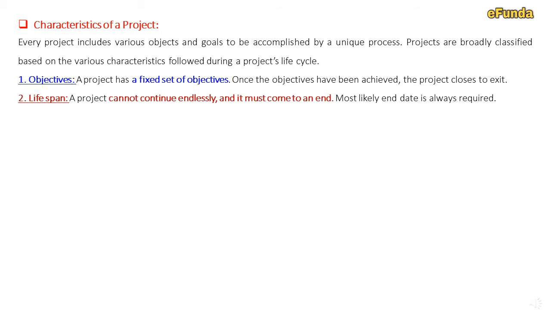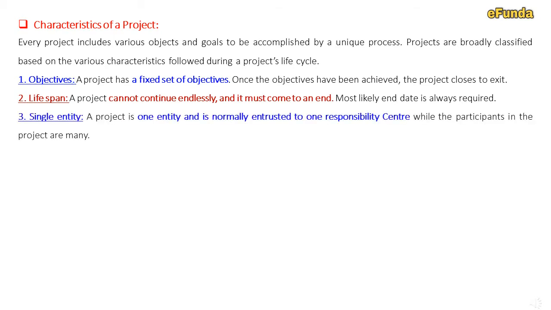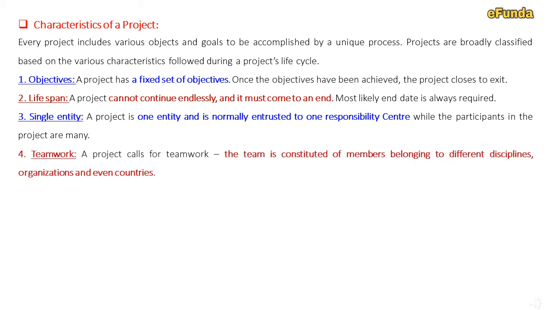Second, lifespan. A project cannot continue endlessly and it must come to an end. Most likely, an end date is always required. Third, single entity. A project is one entity and is normally entrusted to one responsibility center while participants in the projects are many. Fourth point, teamwork.